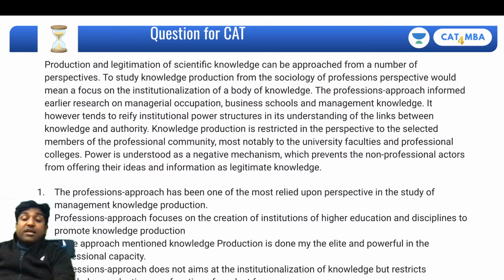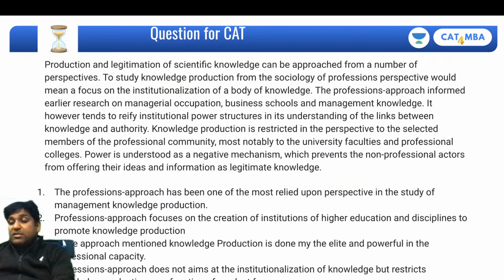Option number three says that in the approach mentioned, knowledge production is done by the elite and powerful in a professional capacity. Now option number three is the right one. It's correct that in the approach mentioned, knowledge production is done by the elite and powerful in the professional capacity. This is the right answer.